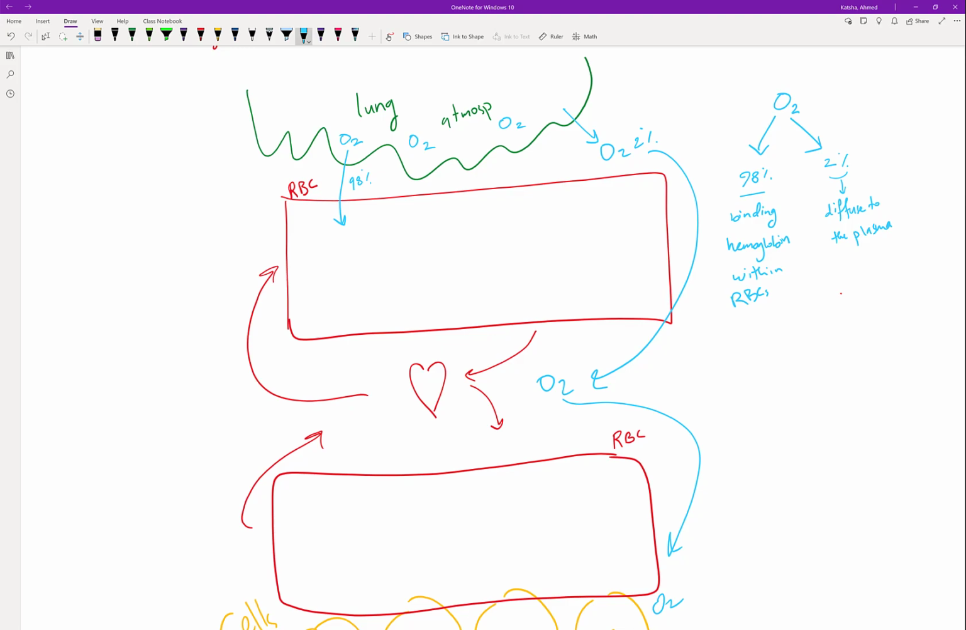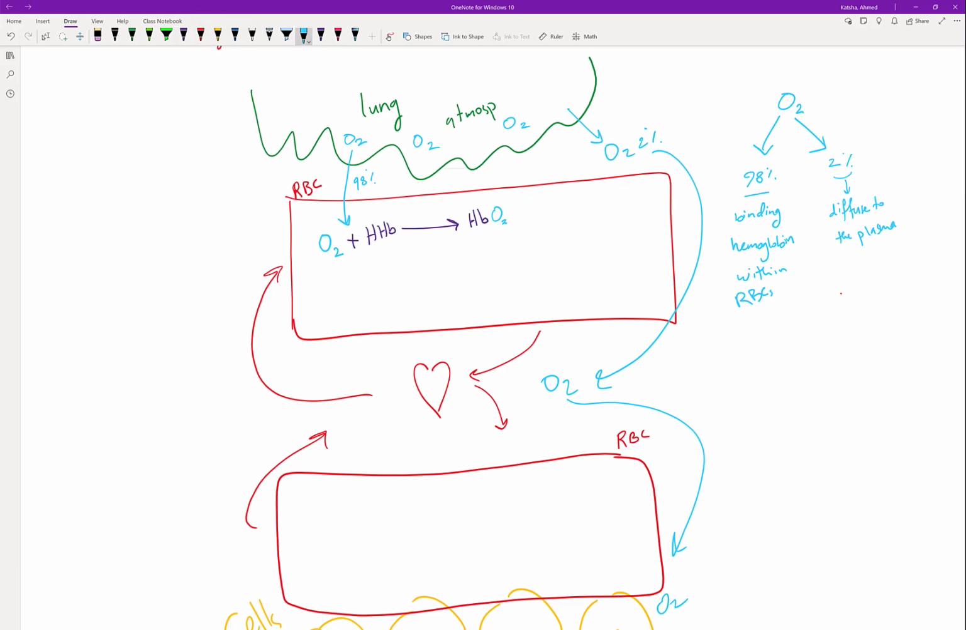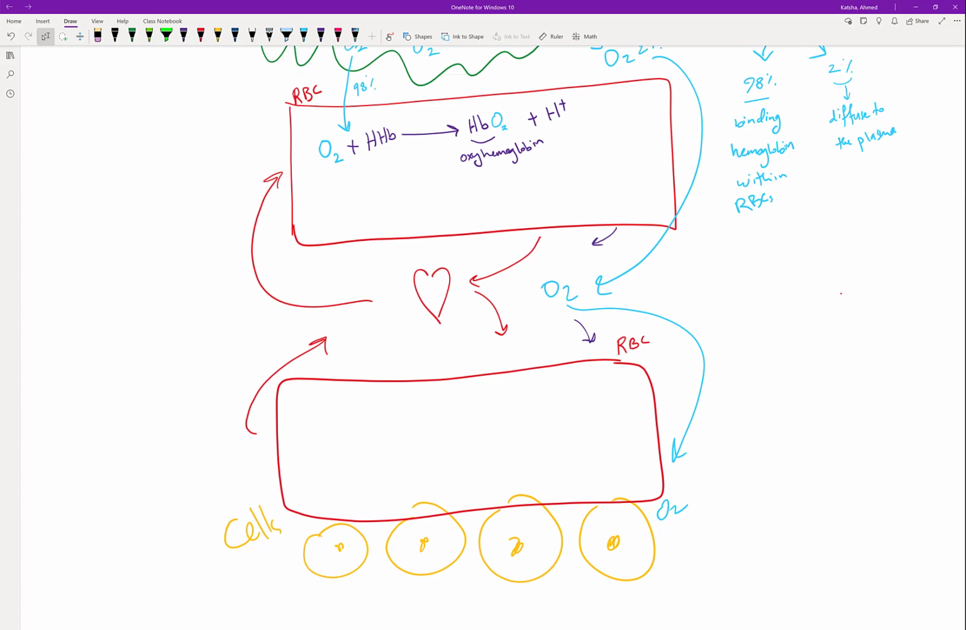So inside the red blood cell, what's happening? What do we have? We have hemoglobin. Oxygen will bind hemoglobin, and it will give us oxyhemoglobin, HbO2, and we will get a hydrogen ion. So this, as you know, is oxyhemoglobin. Now this red blood cell will move through the circulation. Once it arrives at the cellular level, we will reverse this equation. We have here oxyhemoglobin. It will bind a hydrogen ion, and it will give us hemoglobin and oxygen, and this oxygen will go to the cells.